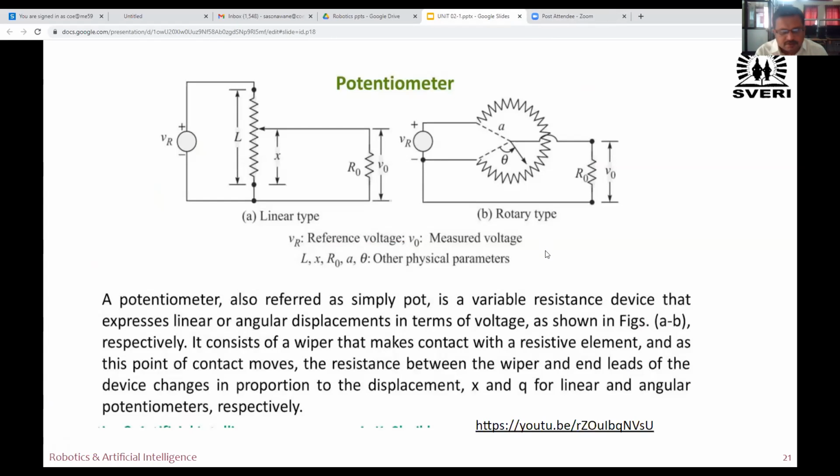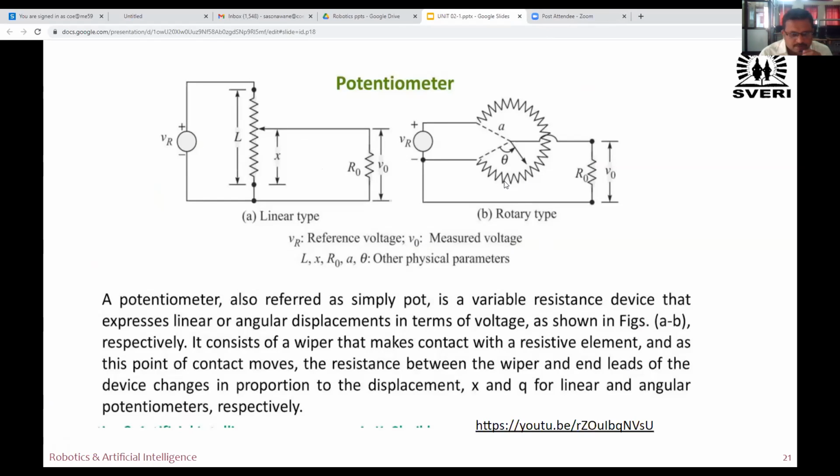Okay, this is nothing but potentiometer sensor, that is V naught divided by VR. V naught divided by VR is equal to R naught divided by this x length. Therefore, we are knowing any three values, and we'll get that output voltage V naught in case of linear potentiometer and rotary potentiometer.